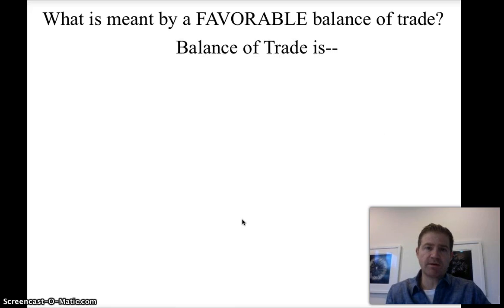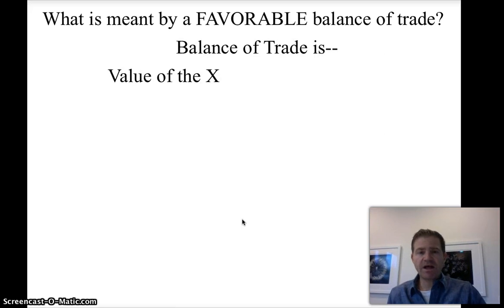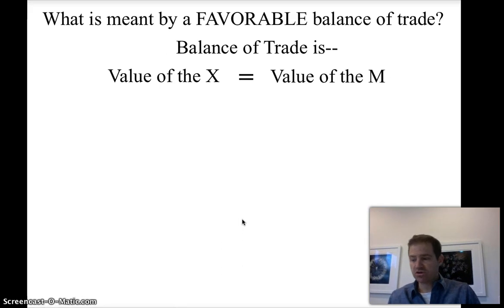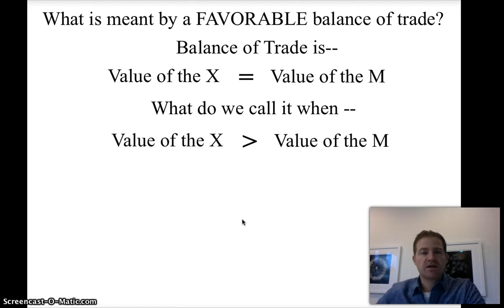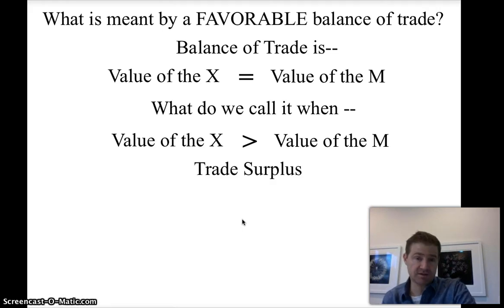So what do we mean by that? The balance of trade is when the value of exports equals the value of imports. And those are variables that we do use in economics, X and M. X minus M is the balance of trade. So if they equal each other, then you have a balance. What do we call it when the value of X is greater than the value of M? Meaning that we have more exports than we have imports. Well, we call that a trade surplus.